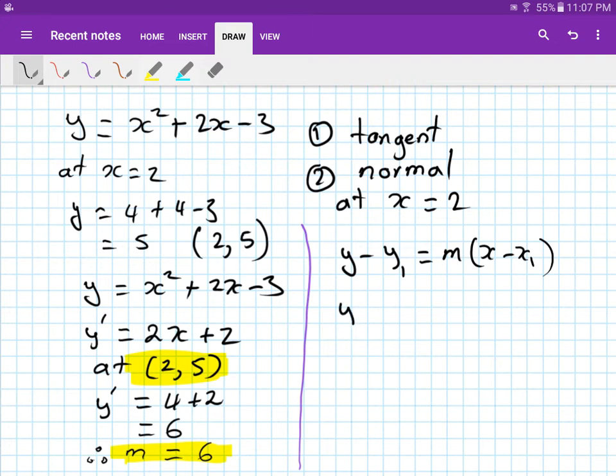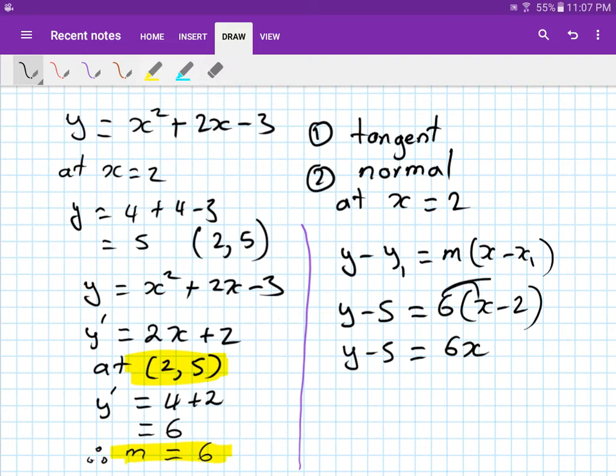Y minus y1, which is y minus 5, equals the gradient, which is 6, times (x minus 2). Then I just expand, so y minus 5 is equal to 6x minus 12. Because I want to write the equation in one-step form, I move it to the other side, so that becomes y equals 6x minus 7. Is that okay? So now this is the equation of the tangent to the curve. So that's what I get.